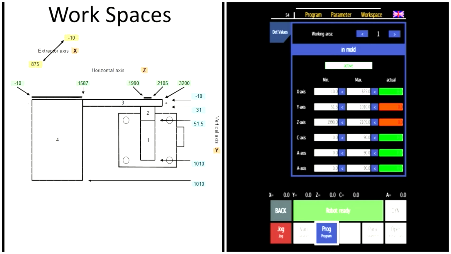Now the z-axis, this is the critical one. You have to make sure that you're between the minimum and the maximum numbers before you can go down into the mold area. Like I said with mold area 2 or work area 2, this is just a safety area. You'll notice that your numbers are fairly much the same as they were for workspace 1. Your 1990 and your 2105 are going to be the distances here that you can go down in between.